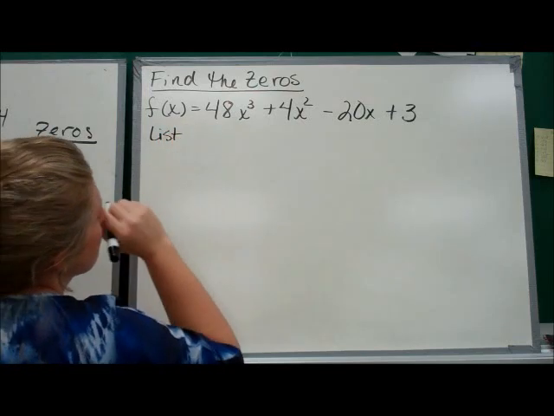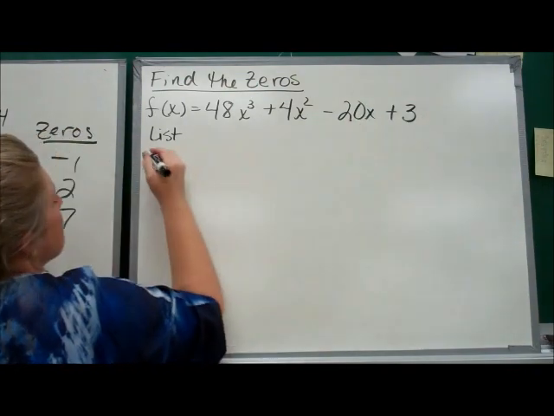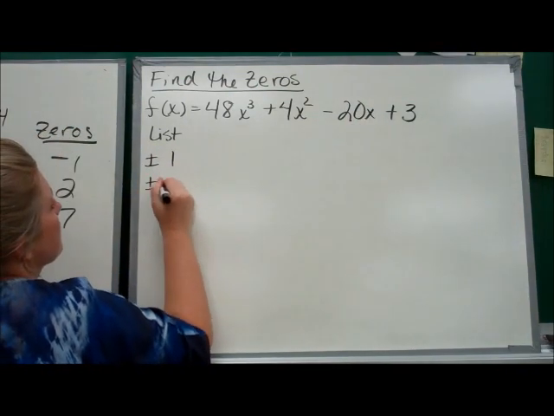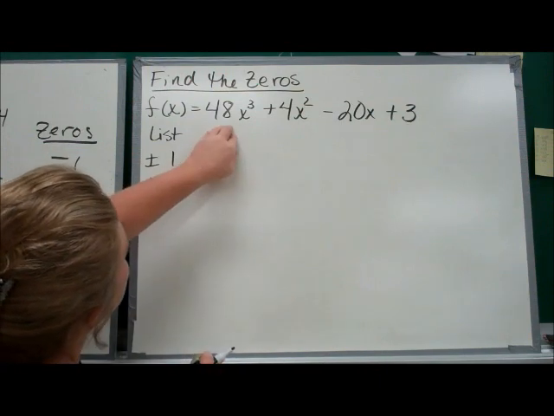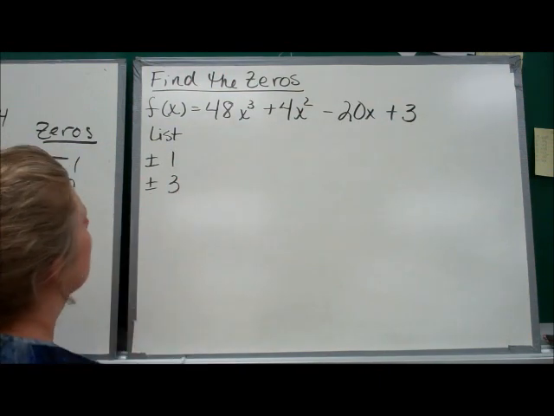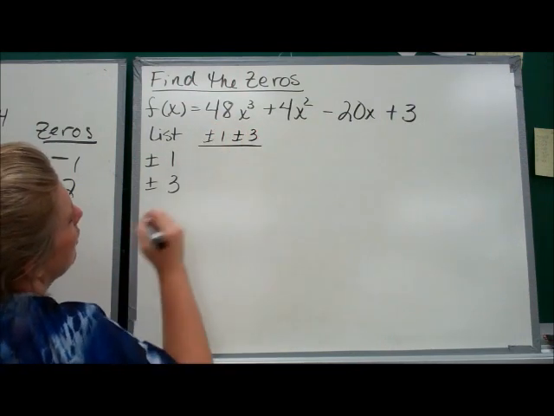List the zeros. It's going to be P over Q. Well, it's always going to be the factors of this, so plus or minus 1 and plus or minus 3. But then you've got all the factors of 48. Okay? Well, so plus or minus 1 over plus or minus 3 all over.